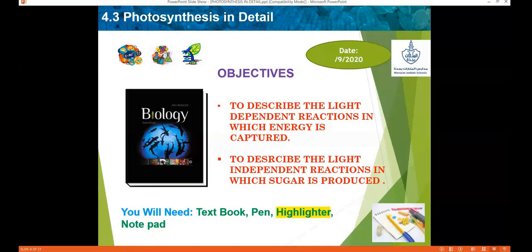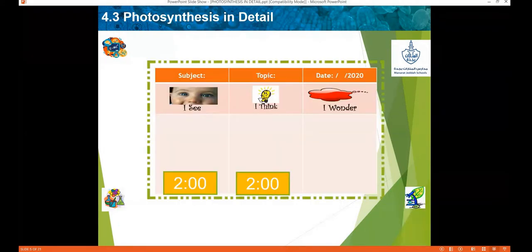The objective for this topic is to describe the light-dependent reactions in which energy is captured, and to describe the light-independent reactions in which sugar is produced. Okay, so we are basically going to describe the light-dependent reactions and the light-independent reactions in detail.